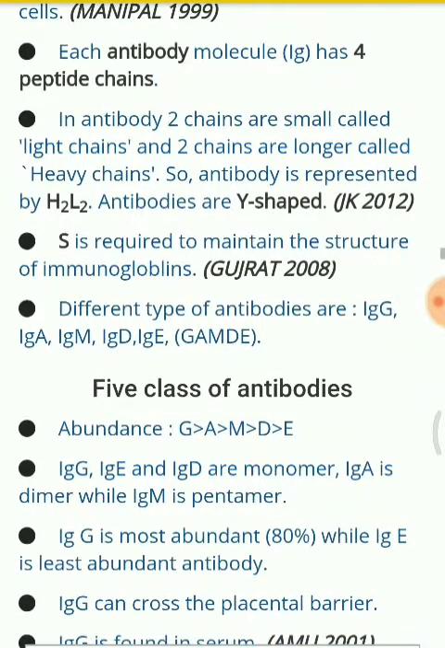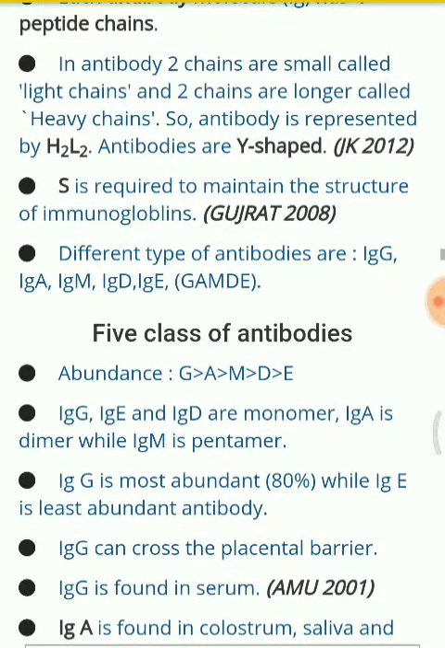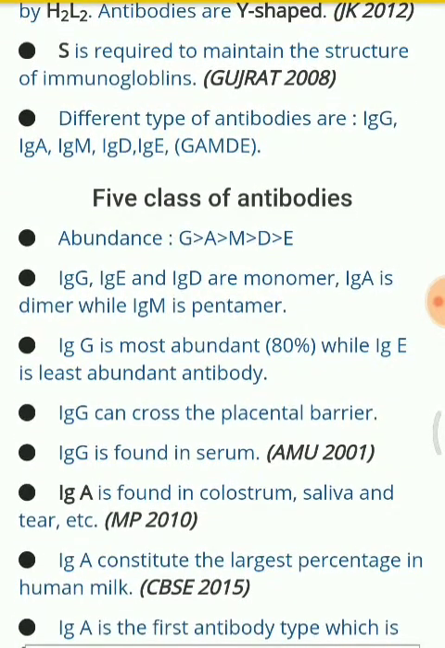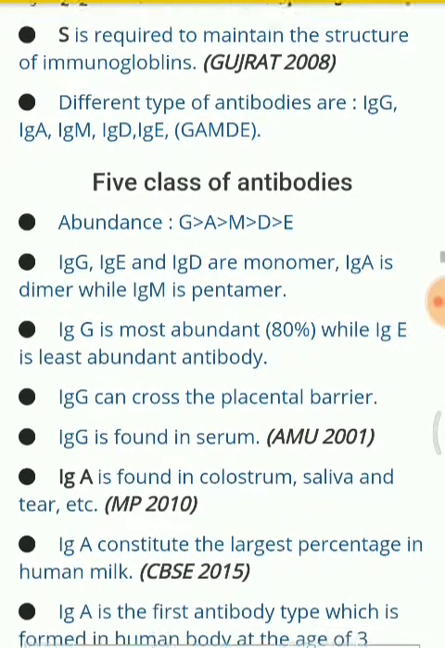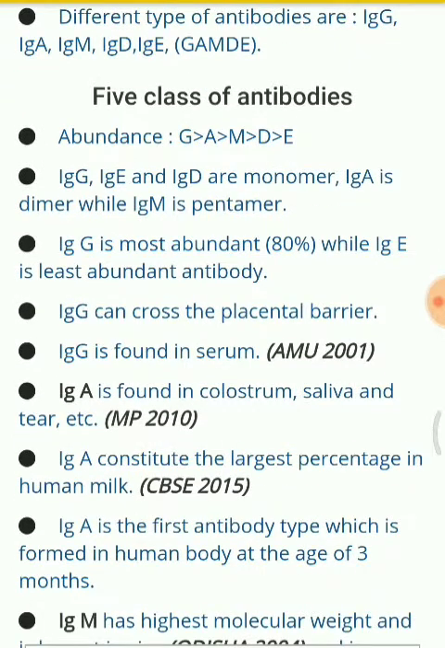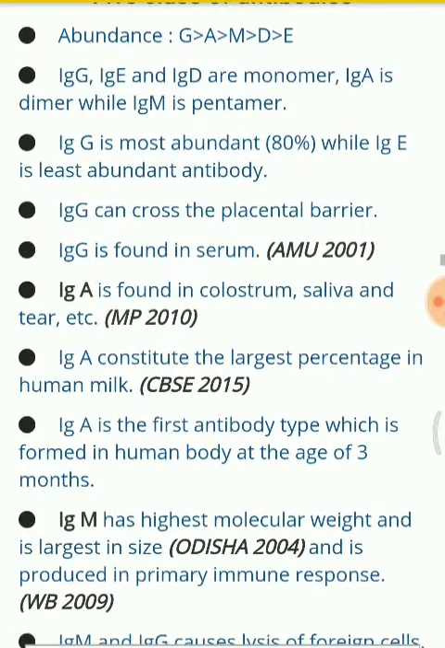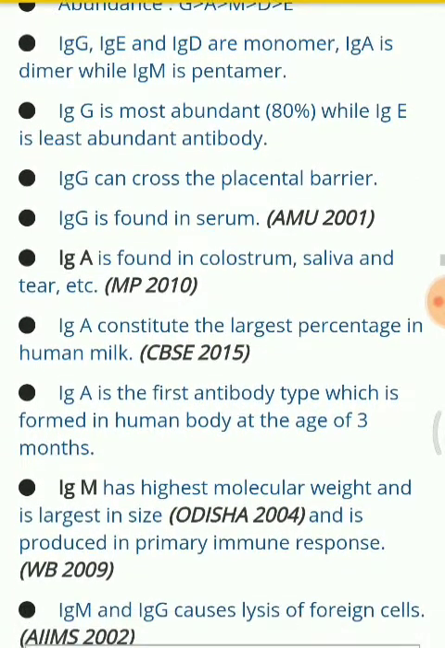Antibodies are Y-shaped. S is required to maintain the structure of immunoglobulins. Different types of antibodies are IgG, IgA, IgM, IgD, IgE, or gamma day. There are 5 classes of antibodies. Abundance: G greater than A greater than M greater than D greater than E. IgE, IgG and IgD are monomers. IgA is a dimer while IgM is a pentamer. IgG is the most abundant at 80% while IgE is the least abundant antibody.